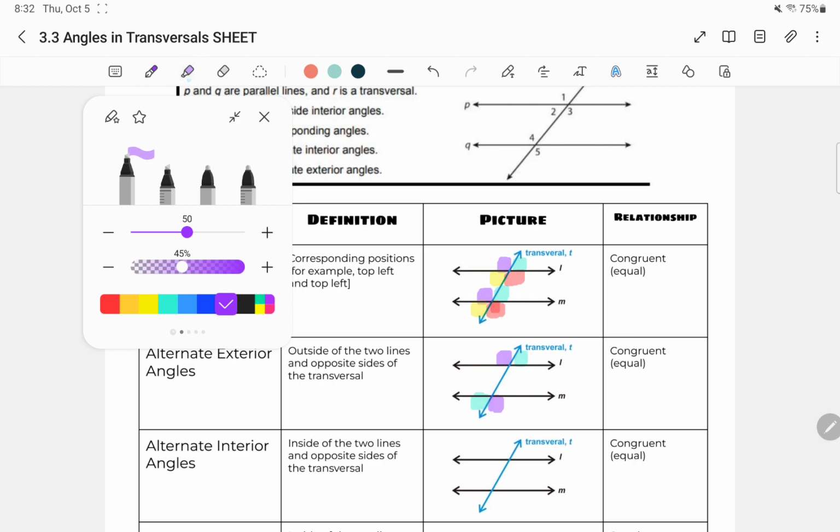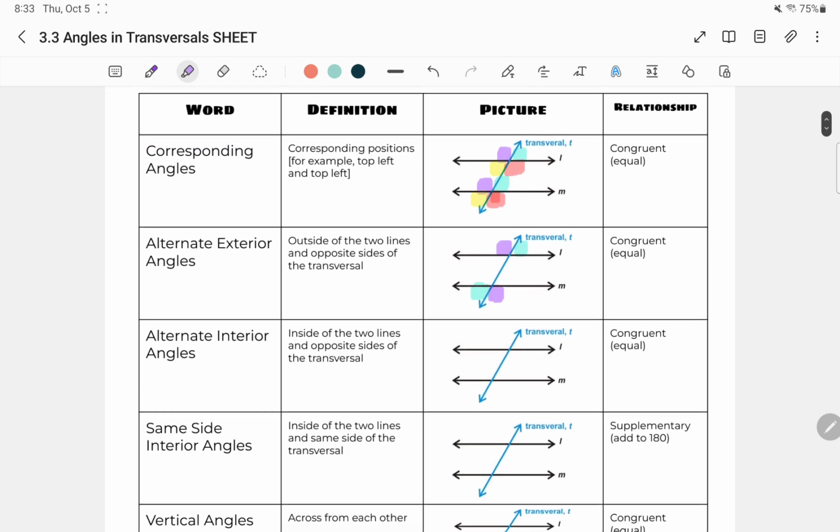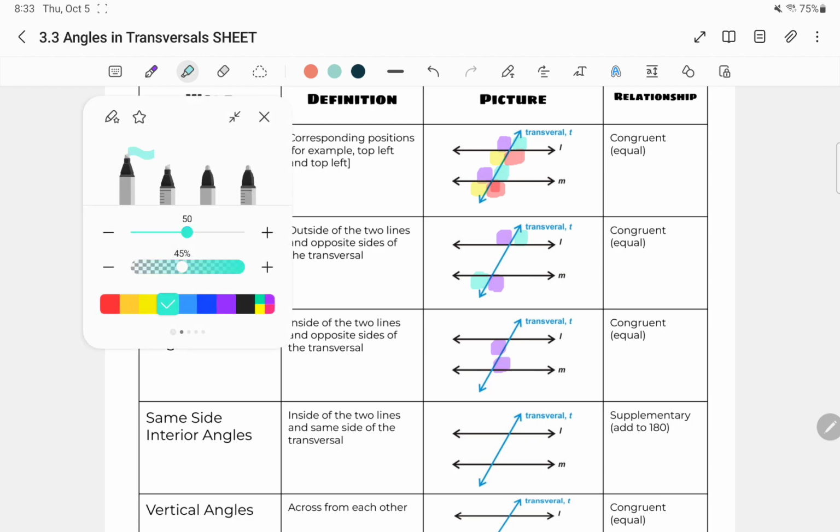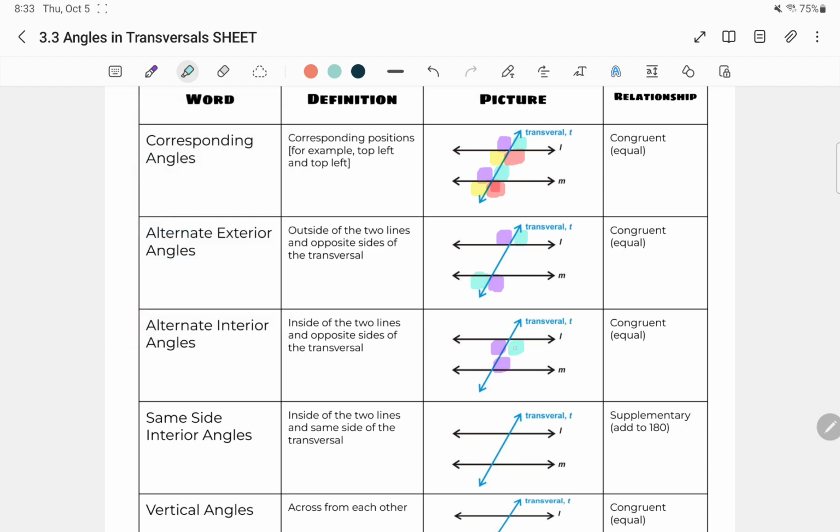Let's go back to purple. All right, so alternate interior would be on the inside of those 2 parallel lines, but opposite sides. So this one, and then this angle and this angle. Again, inside the 2 parallel, but on opposite sides of that transversal. Those are congruent to each other.